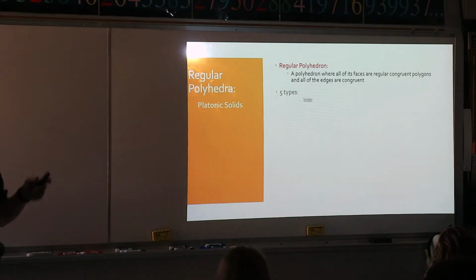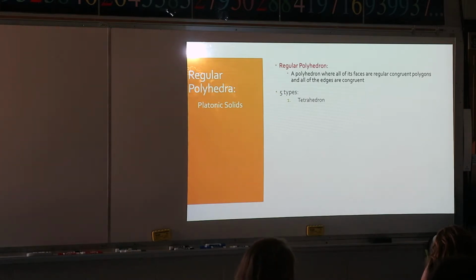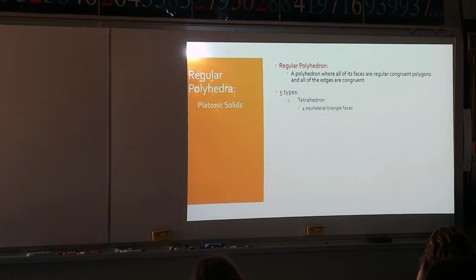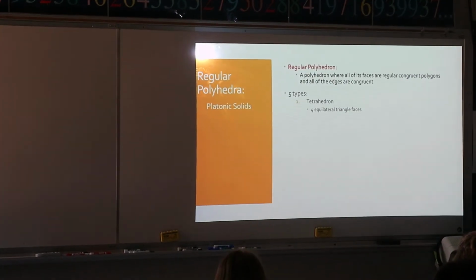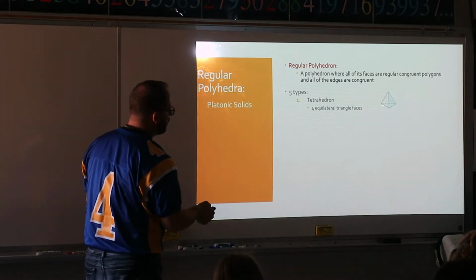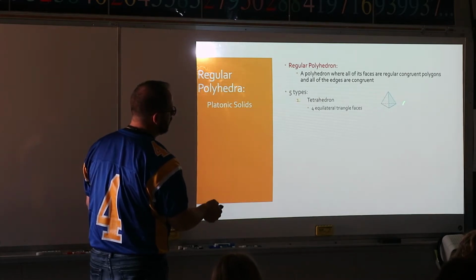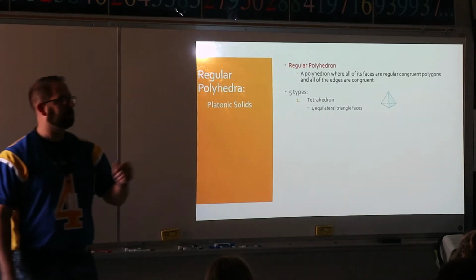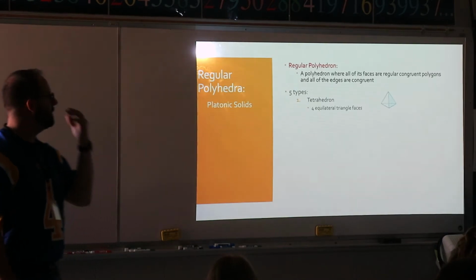First type is called a tetrahedron. A tetrahedron is a type of platonic solid where they're all perfect equilateral triangles. So, perfect triangle faces, there's 4 of them that are connected, so here's the picture. Now, what does that look like to you? Can you see that picture? Yeah, a triangular pyramid, right? That's what it looks like to me as well.